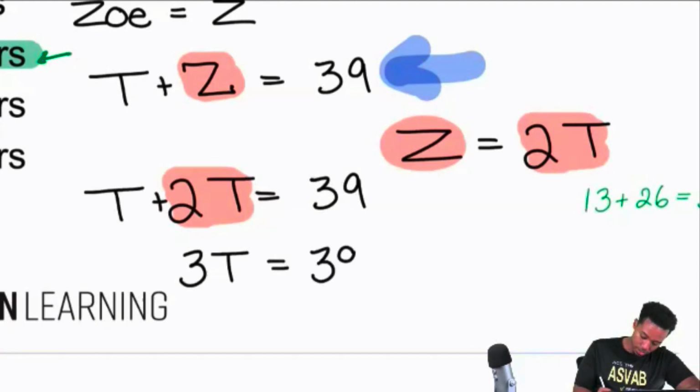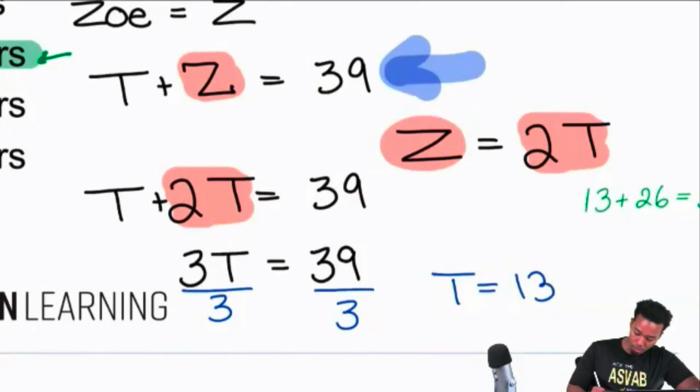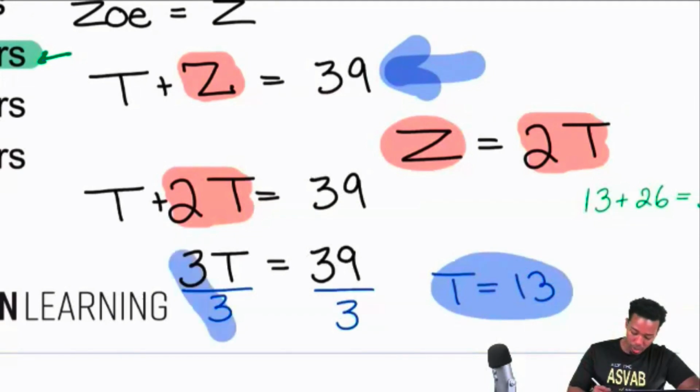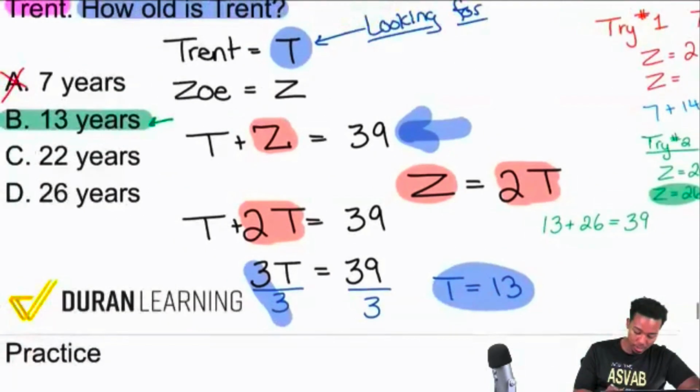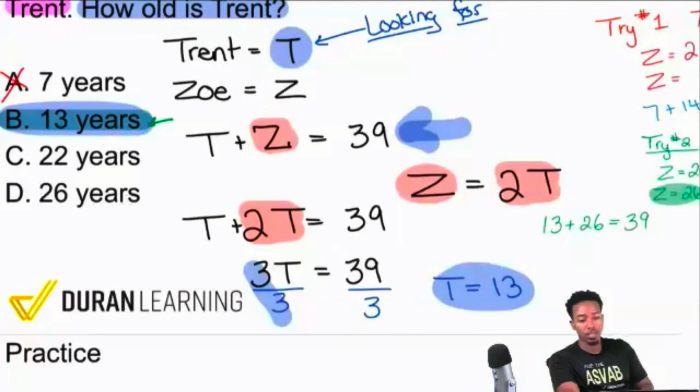And that's going to equal 39. And so everybody, we divide by 3 on both sides. And what does that give us? Trent equals what? 13. And boom, that's exactly what we were trying to solve for. We got 13 years right there. Boom, full stop, and we're good.